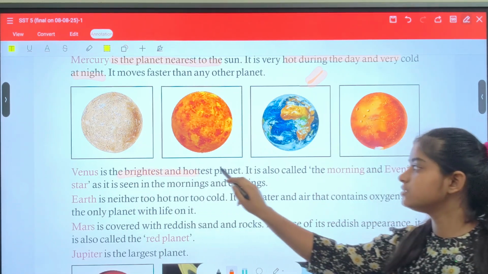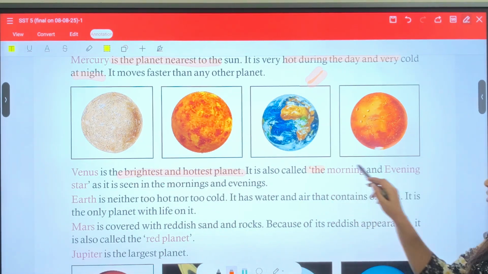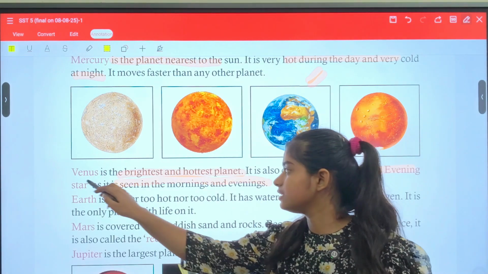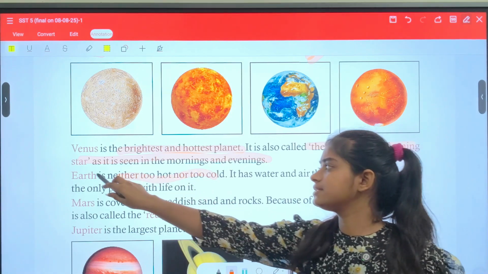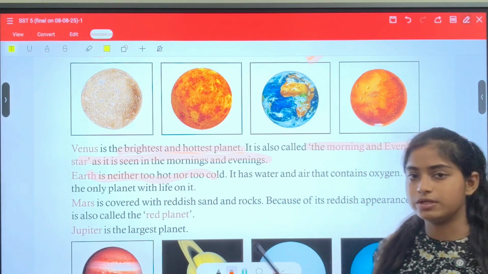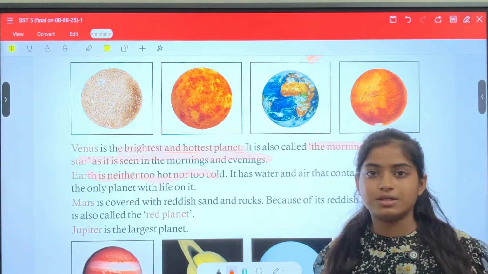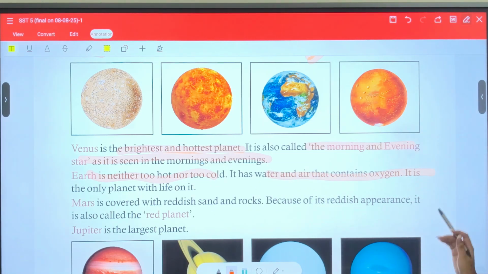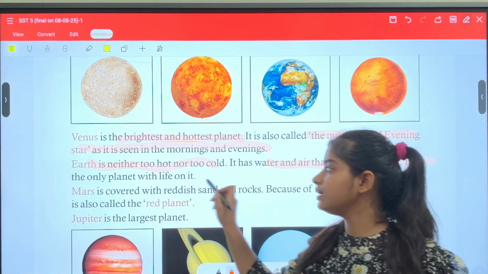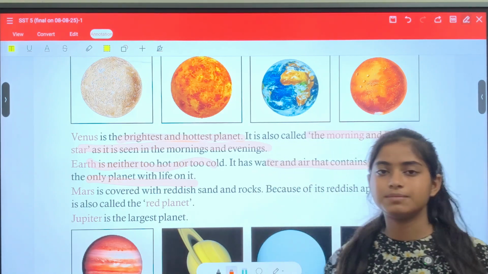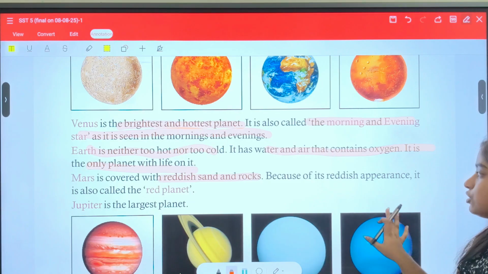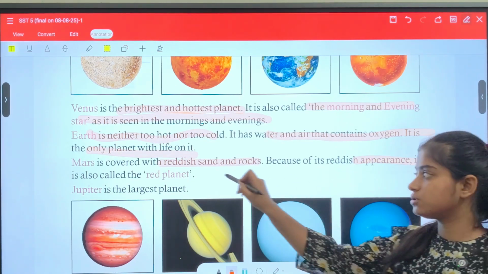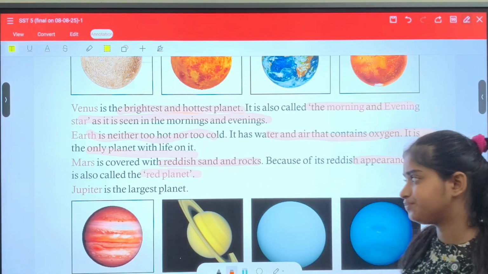Next we have Venus. This is the brightest and hottest planet. It is also called the morning and evening star, as it is seen in the morning and evening times. Clear? Earth is neither too hot nor too cold, so all the living organisms survive. It has water and air that contains oxygen. It is the only planet with life on it, and on other planets life is not possible. Mars is covered with reddish sand and rocks because of its reddish appearance. It is also called the red planet.